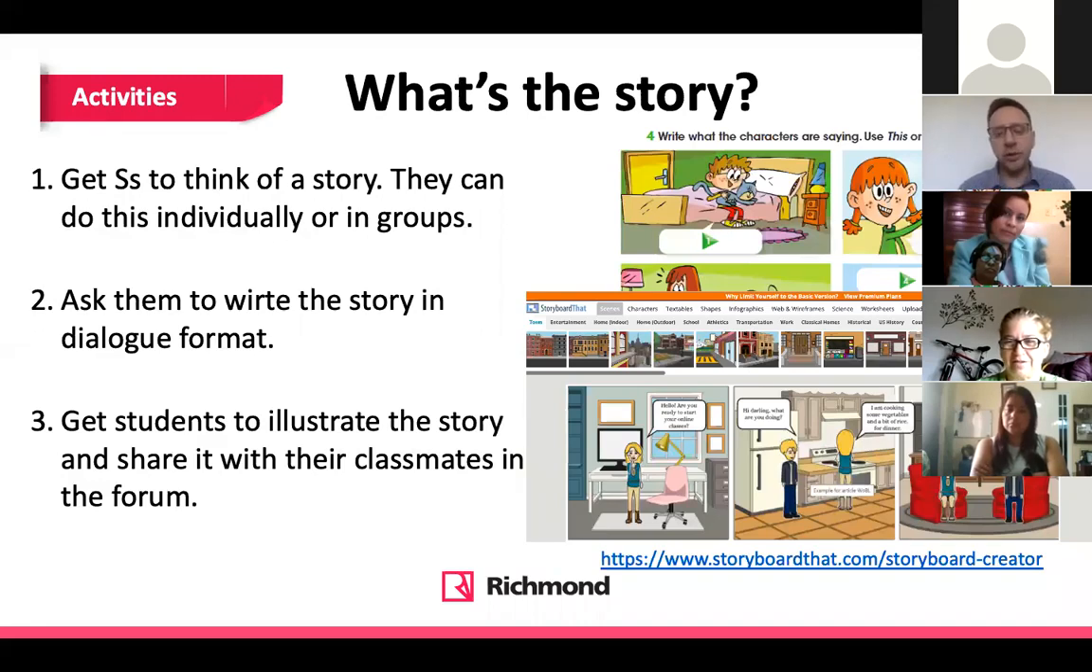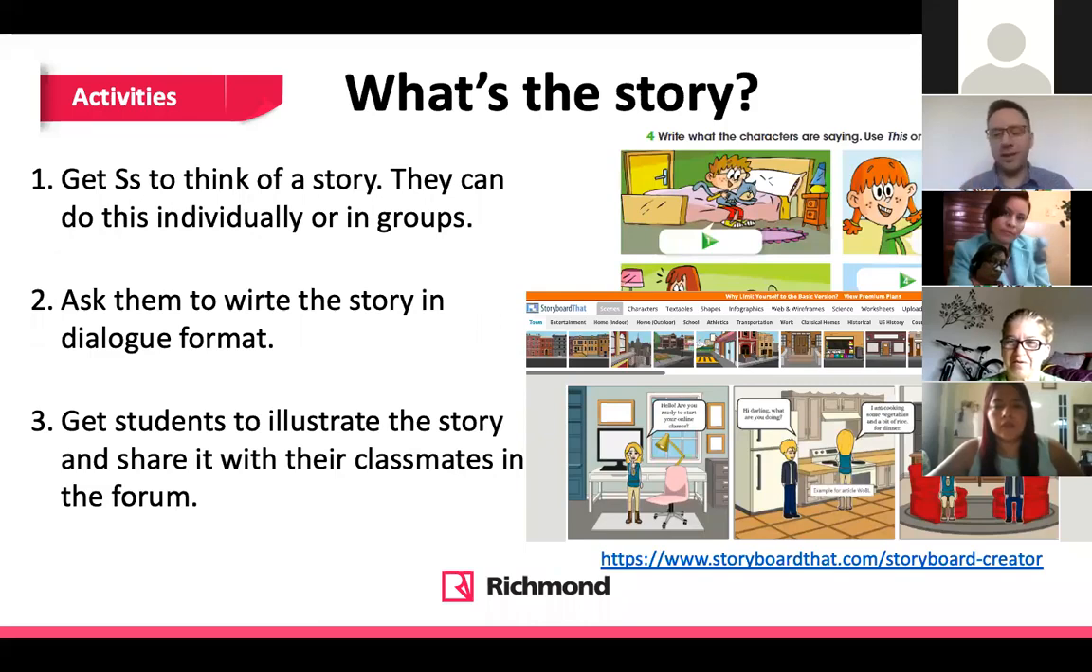And in storyboardthat.com, what you can do is create comics, okay? And they give you multiple scenarios, okay, for you to choose from. It could be a park, it could be in a house, it could be in a shopping mall. If it is in a house, it can be in the kitchen, in the living room, it could be in an office. I mean, you can choose any context, you can choose any characters, you can change the hair color, the face, you can change the position of arms.